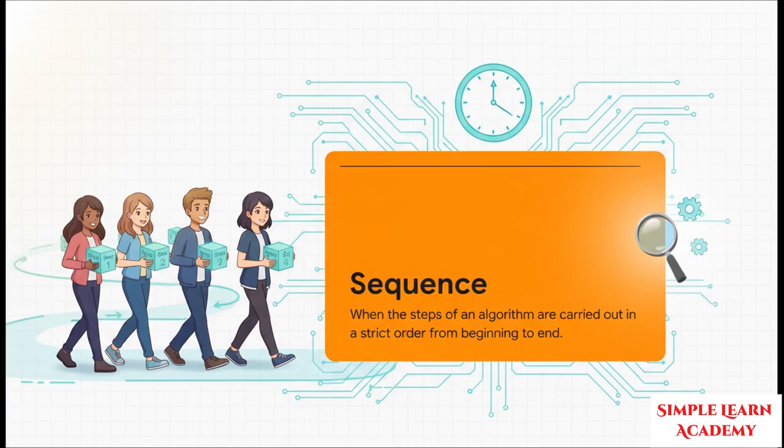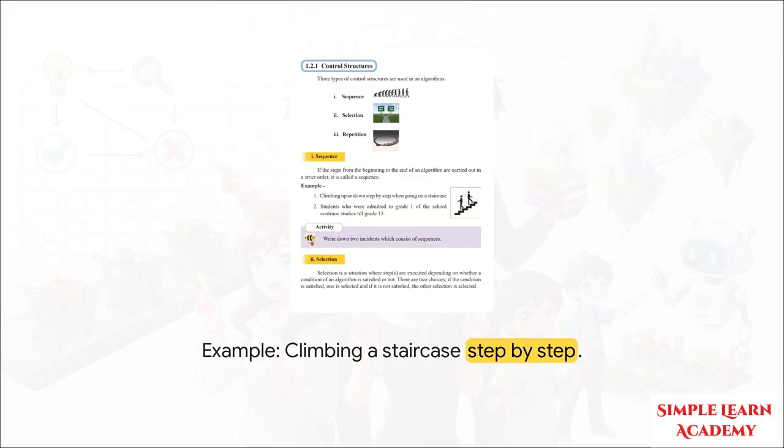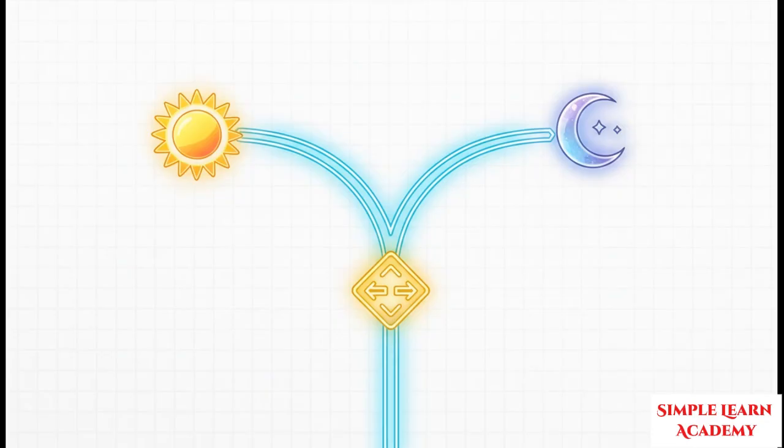The steps are done one after the other in a strict, predictable line. You do step 1, then you do step 2, then step 3. No jumping around, no going backwards. A perfect real-world example is just climbing a staircase. To get to the top, you have to take the first step, then the second, then the third, all in order. You can't just magically appear at the top. That's a sequence.